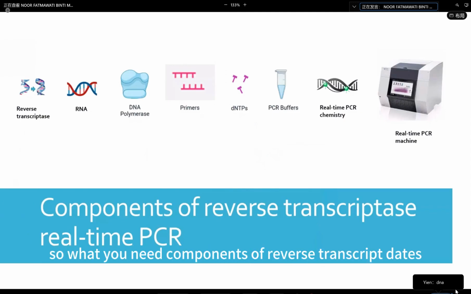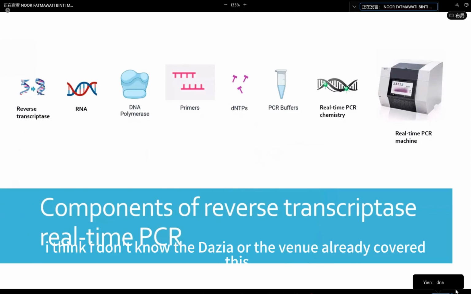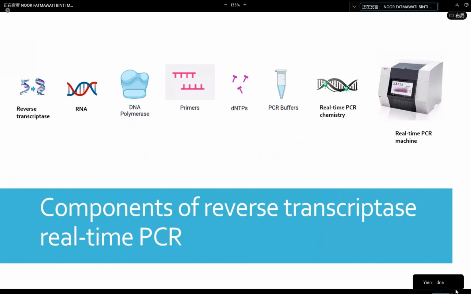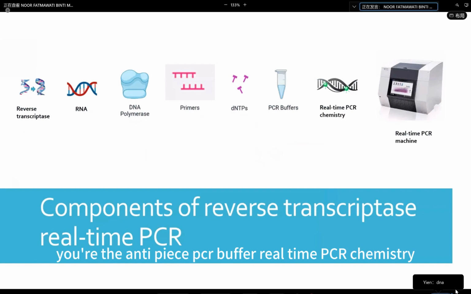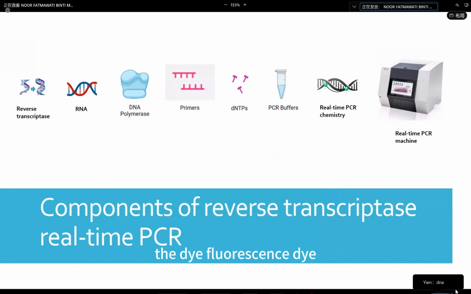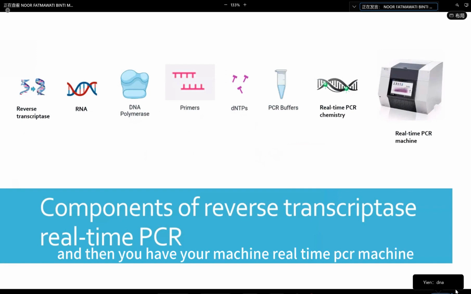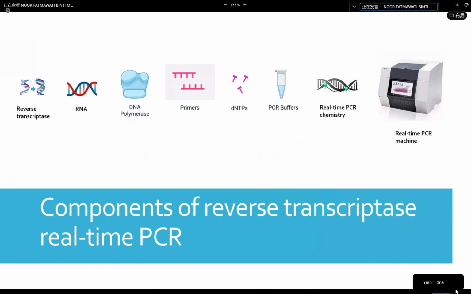So what you need, components of reverse transcriptase. I think, I don't know, Dr. Azia or Dr. Venu already covered this. You have to have reverse transcriptase, your target RNA, DNA polymerase, primers, your dNTPs, PCR buffer, real-time PCR chemistry, the dye, fluorescence dye, and then you have your machine, the real-time PCR machine. And that machine contains a camera to capture the fluorescence signal. Okay.